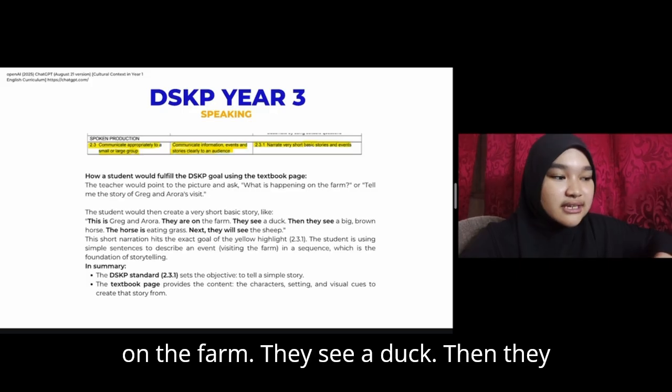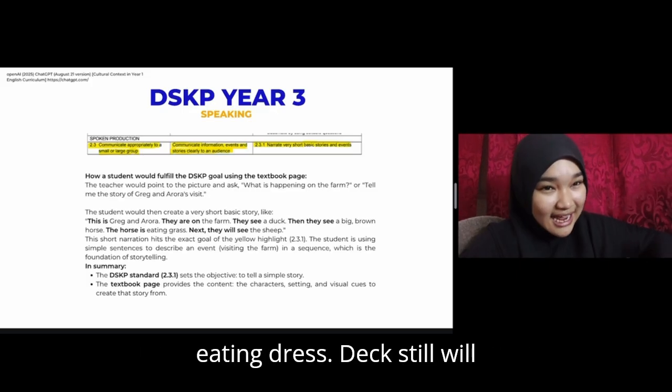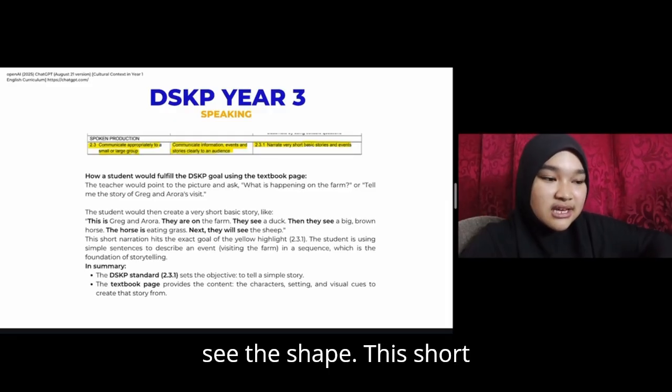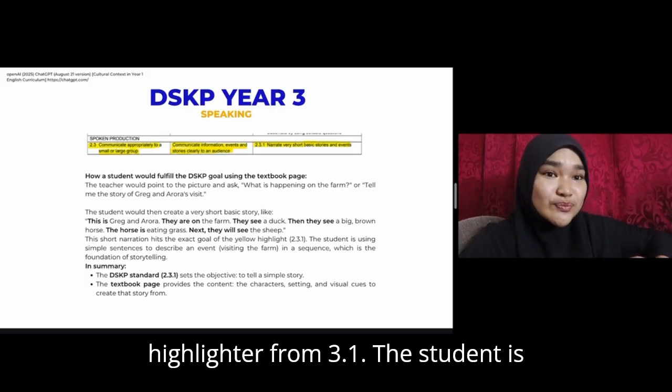They see a duck. Then they see a big brown horse. The horse is eating grass. Next, they will see the sheep. This short narration hits the exact goal of the yellow highlight 2.3.1.